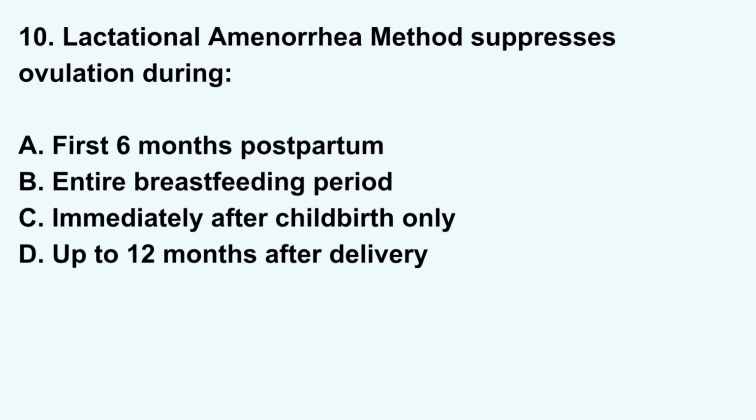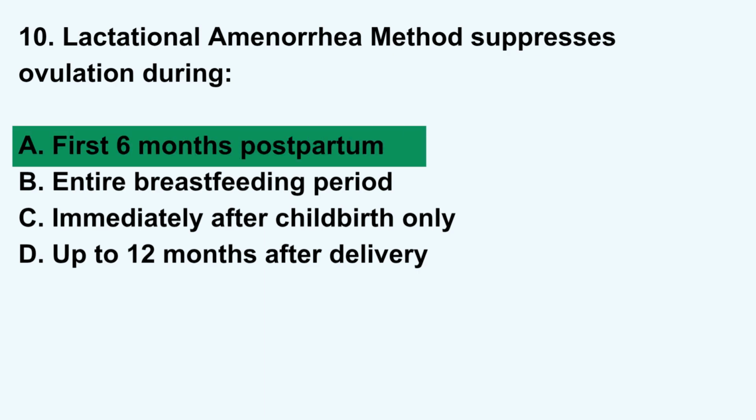Lactational amenorrhea method suppresses ovulation during: A. First 6 months postpartum, B. Entire breastfeeding period, C. Immediately after childbirth only, D. Up to 12 months after delivery. Correct answer: A. Exclusive breastfeeding in the first 6 months postpartum naturally suppresses ovulation and menstruation, providing temporary contraception.